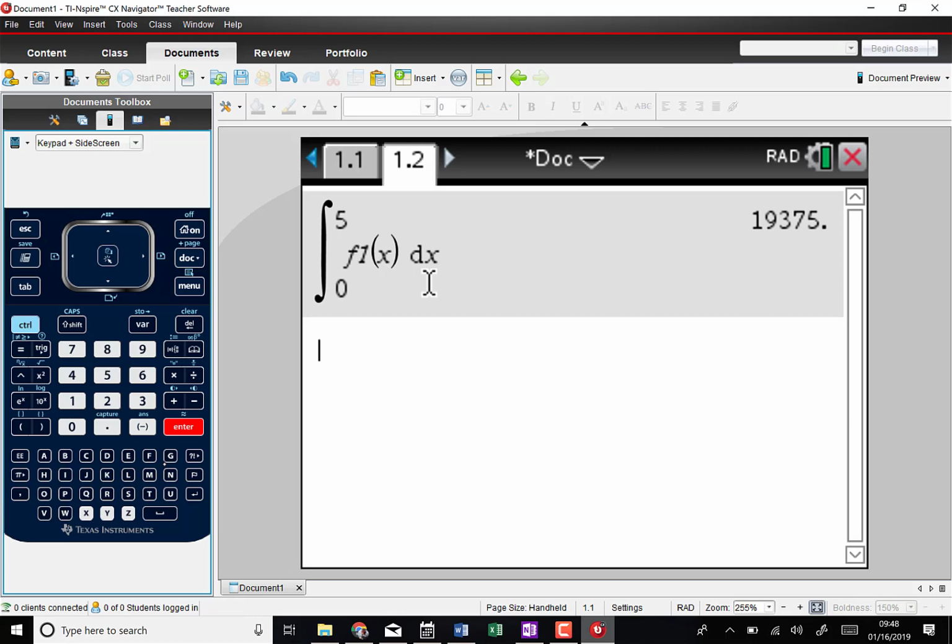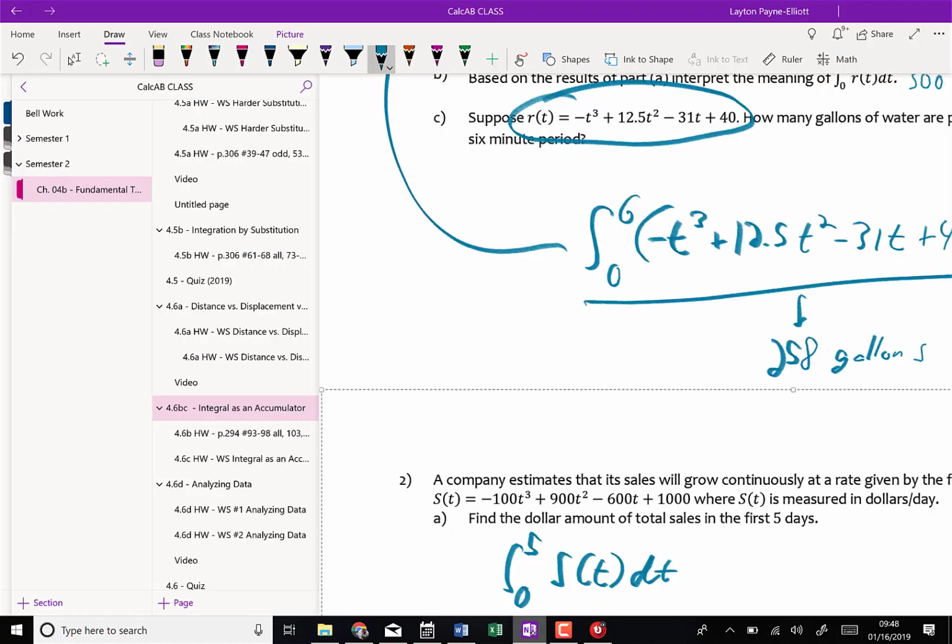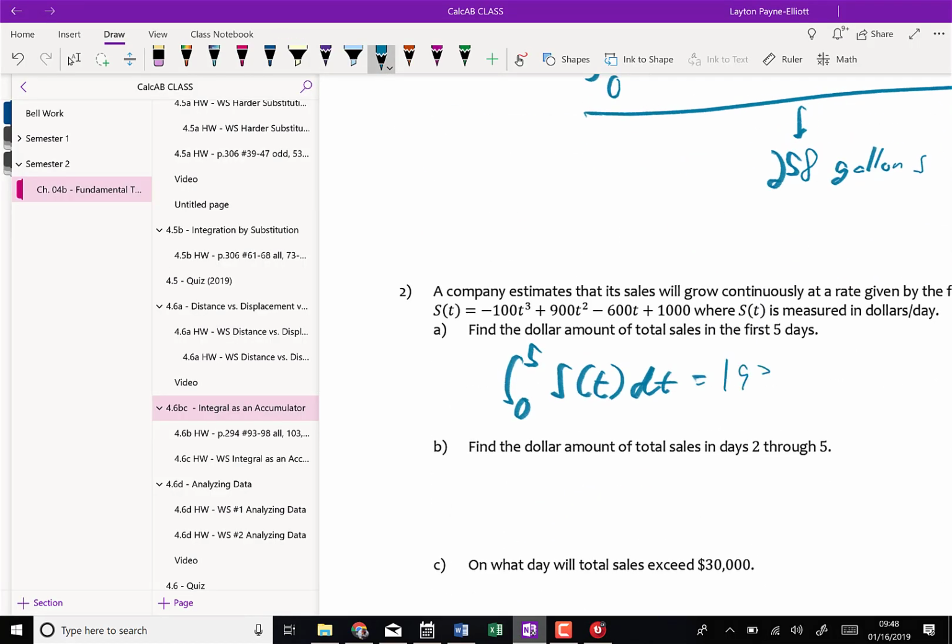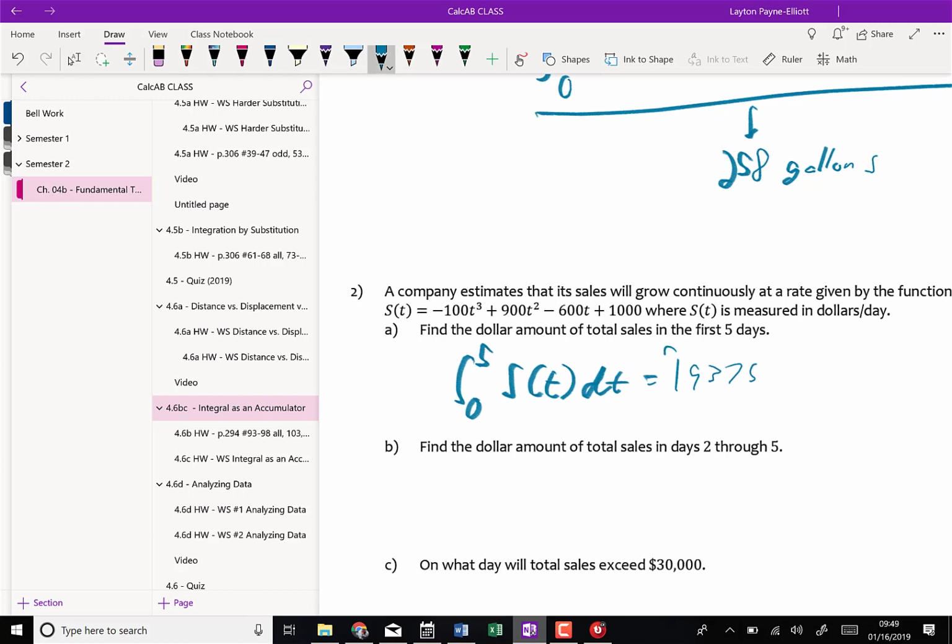Do you see the value in that? You can actually now change anything you want later on. So that's 19375. So I'm going to go back and just write that down, 19375. I need to have a unit on it, so dollars.